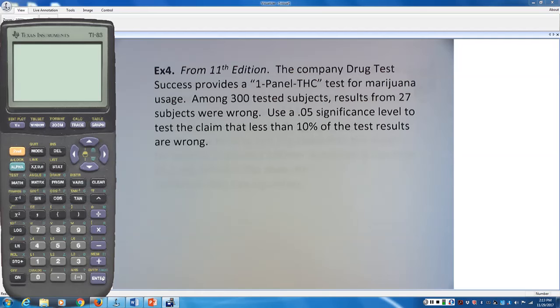Now be aware, this is not part of the problem, but when it says the test results are wrong, those test results can be wrong two different ways. They can show that you used marijuana when in fact you didn't, a false positive, or they can show that you didn't use marijuana when in fact you did, and that's a false negative. So there's two ways those can be wrong. Okay?